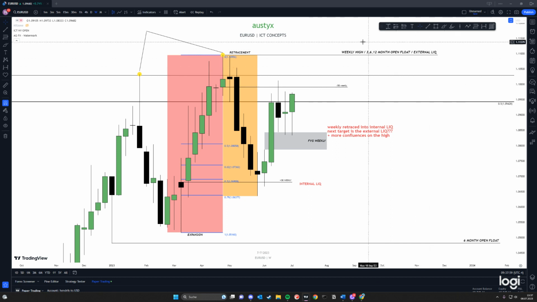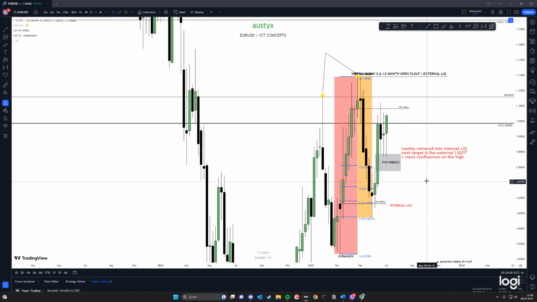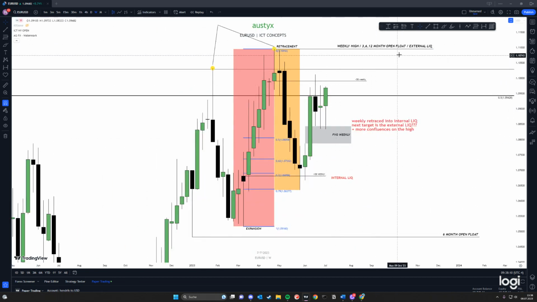The weekly high is important because it's also the 3, 6, and 12-month open float high. So it's the highest high in the last 3, 6, and 12 months. So this gives it more importance. And also it's the external liquidity, right? So then we have this bearish order block, which obviously got respected quite well as well. But price shoots up again.